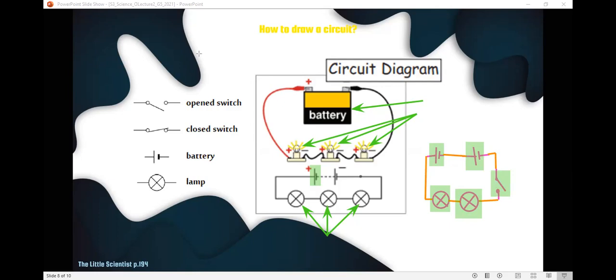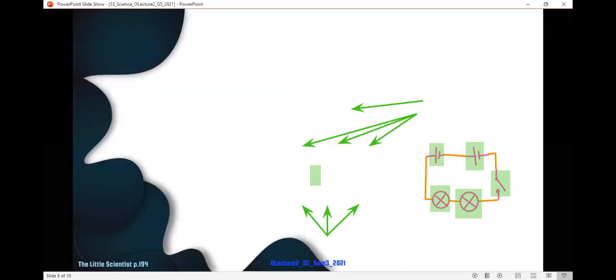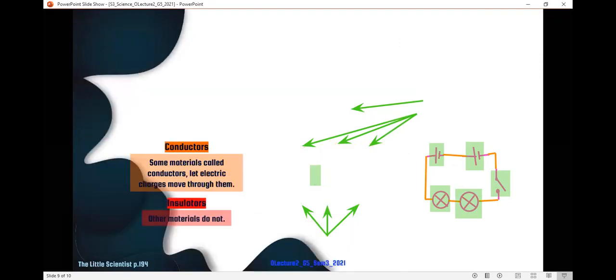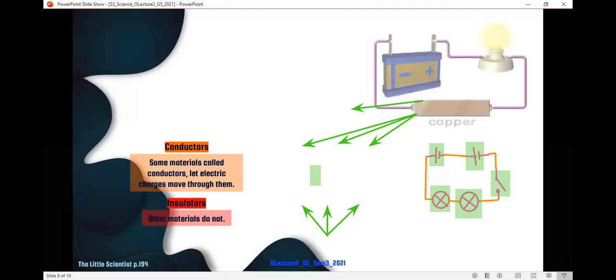Did you all get this? We use symbols to draw circuits. Did you all get this? Yes. Okay, great. We're almost done. Very easy. Yes, it's so easy. I love this lesson. Teacher, talk about conductors. I will do the project. Great.